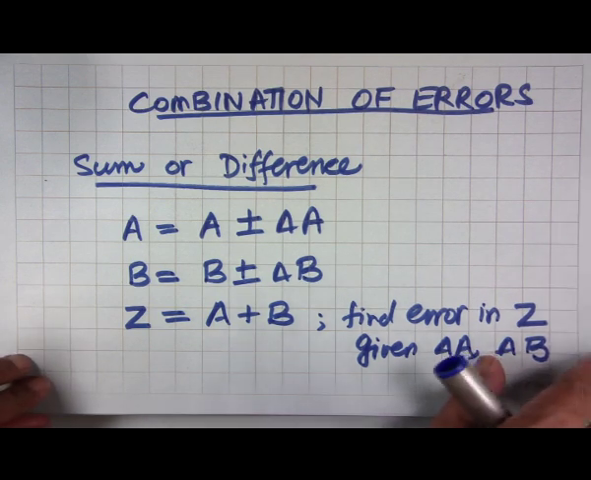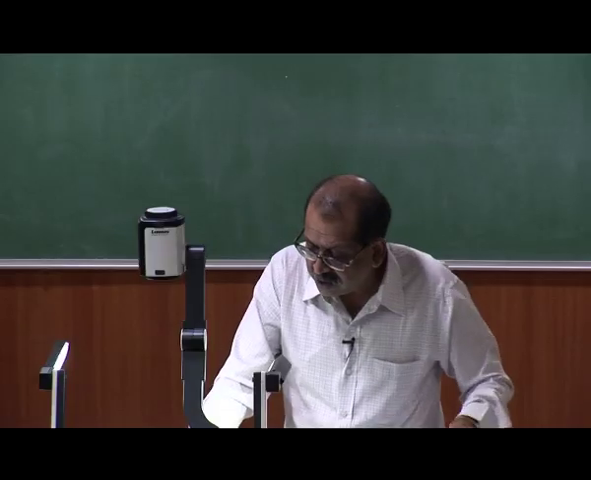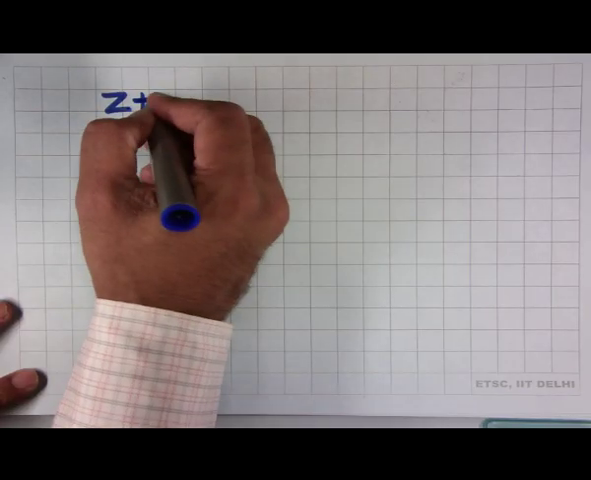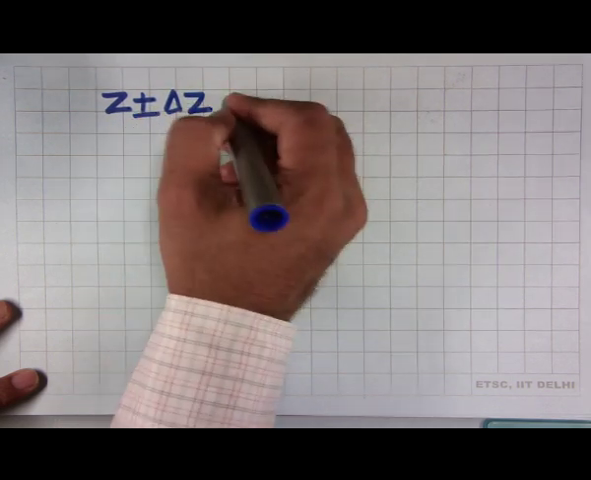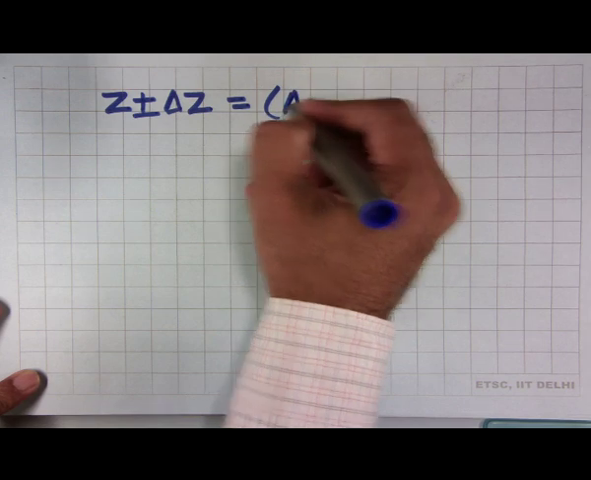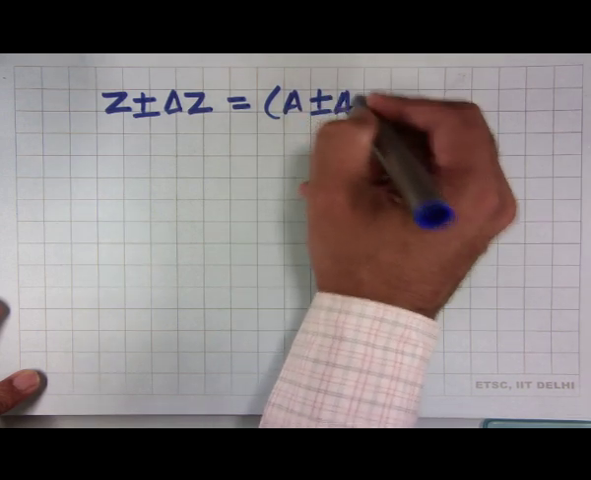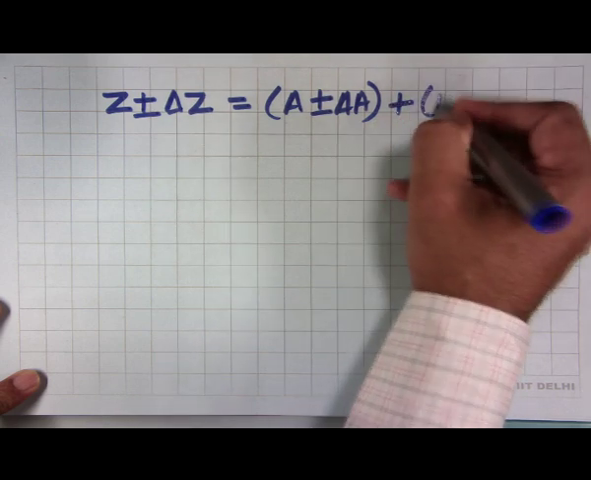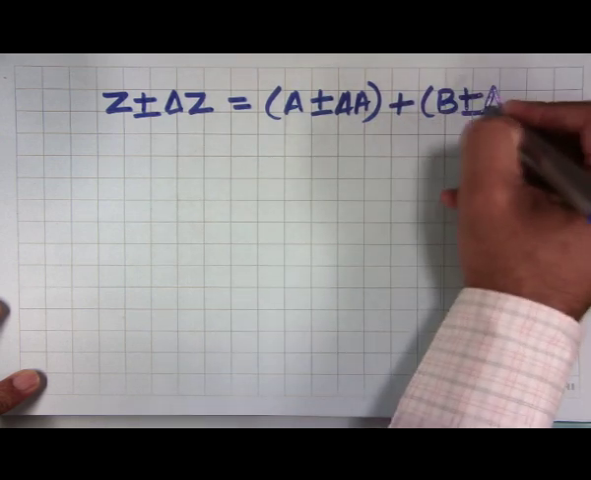Then what we do is, the error in Z, we can write it as Z plus minus delta Z, and this will be equal to A, which is A plus minus delta A, plus B, which is B plus minus delta B.